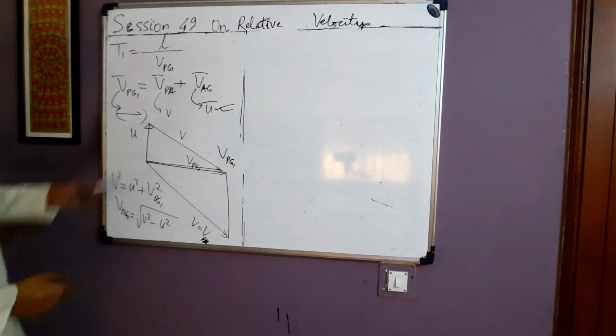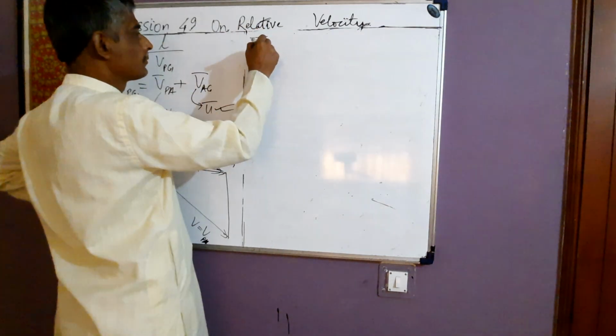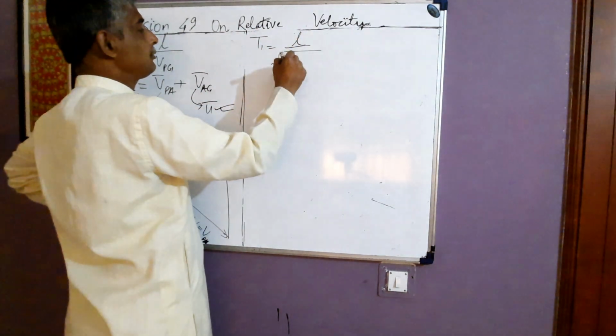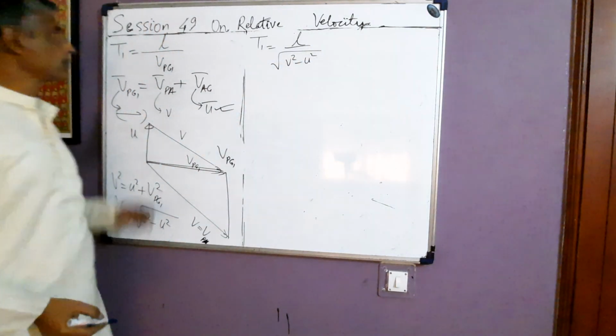So this is what we have obtained. We substitute here. We get T1. So T1 is equal to root under L by root under V square minus U square. So we have obtained T1.